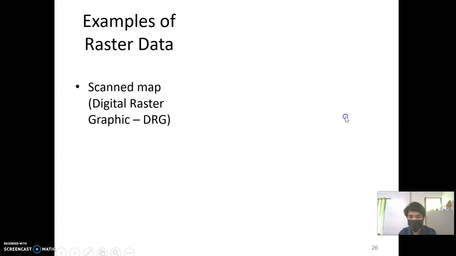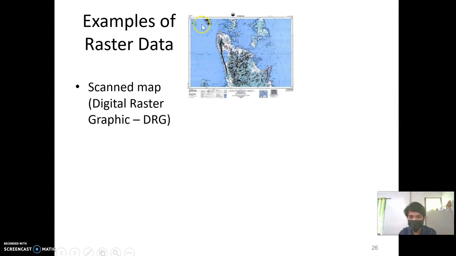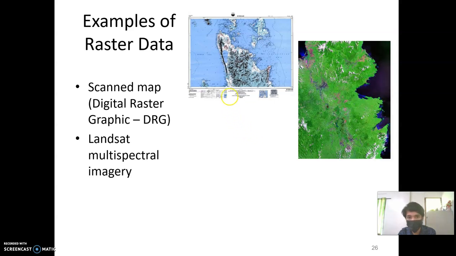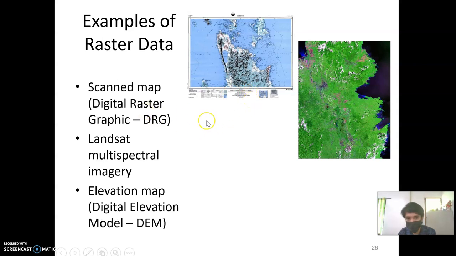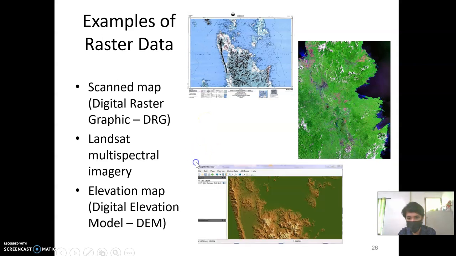Examples of raster data include a scanned map, like this one. This is a scanned map, but you cannot use this directly if it is a JPEG or PNG file in GIS. You need to georeference it so that it can be saved as a TIF file so you can load it in our QGIS. So we have different kinds of raster data that include scanned maps, Landsat, multispectral imagery, elevation map, or the digital elevation model.